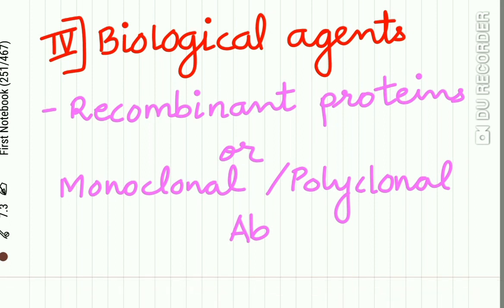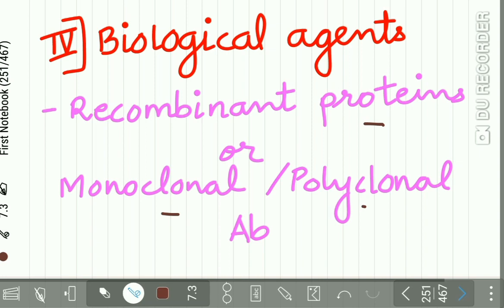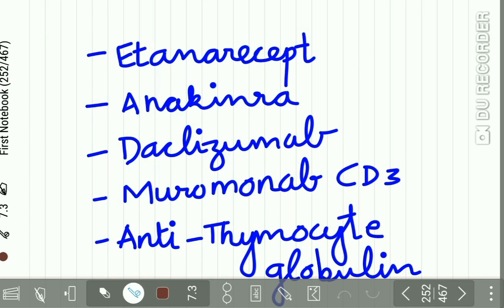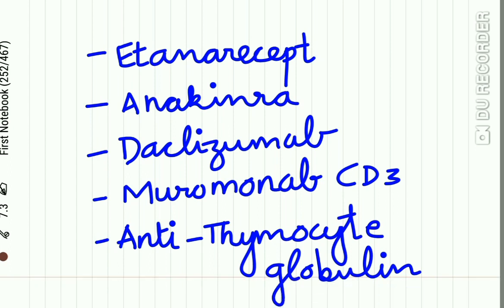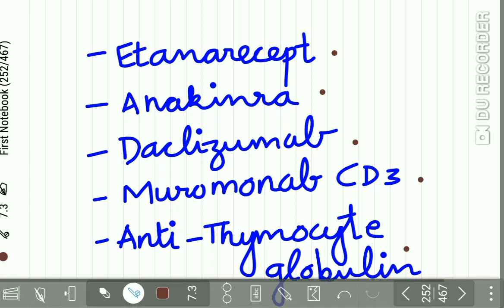The fourth group of immunosuppressant drugs are the biological agents. These biological agents are biotechnologically produced recombinant proteins or monoclonal or polyclonal antibodies. Now, these biological agents are directed against the cytokines or the lymphocyte surface antigens. The biological agents which are used for immunosuppression are etanercept, anakinra, daclizumab, muromonab-CD3 and anti-thymocyte globulin.